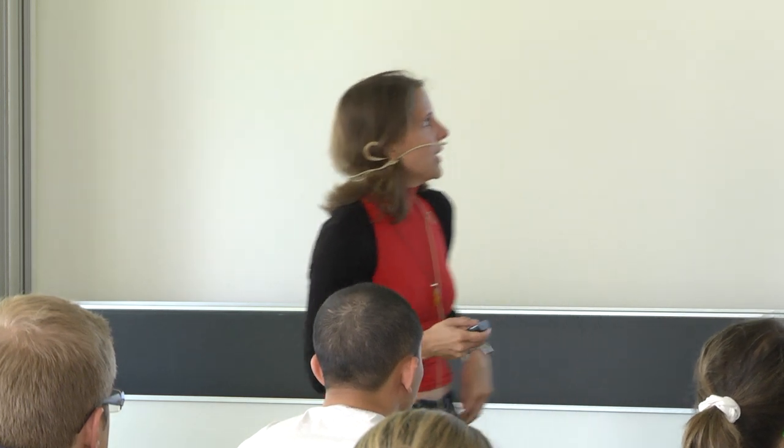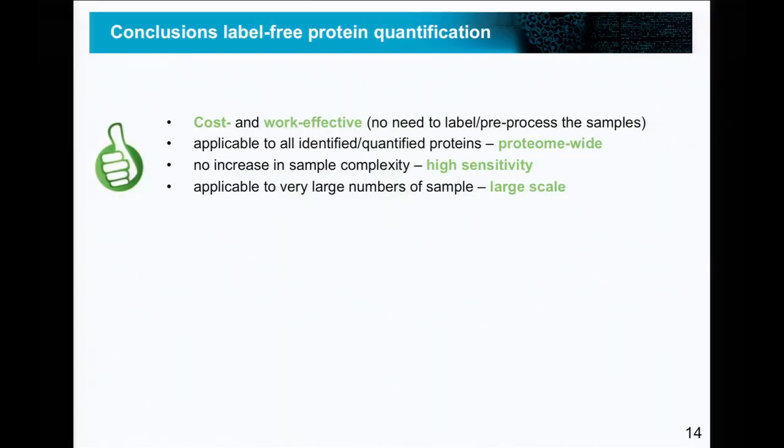And I would just quickly like to summarize here once more the advantages of label-free relative quantification. So the big advantage of working label-free is that it's cost and work effective, at least in the context of sample preparation. So you do not need to spend money on specific labels or further pre-process your sample. It's applicable to all proteins that you could identify and quantify. So you can really do proteome-wide analysis with such type of analysis.